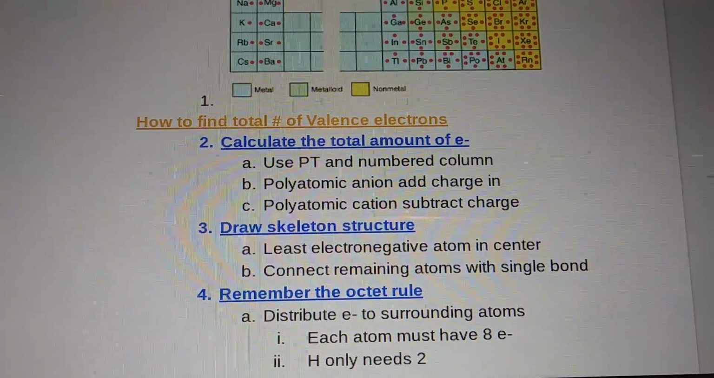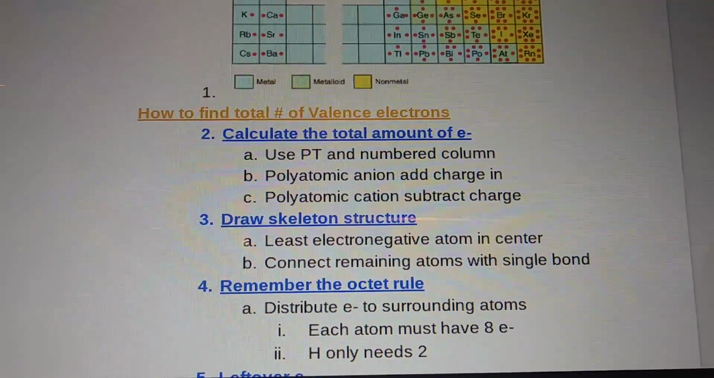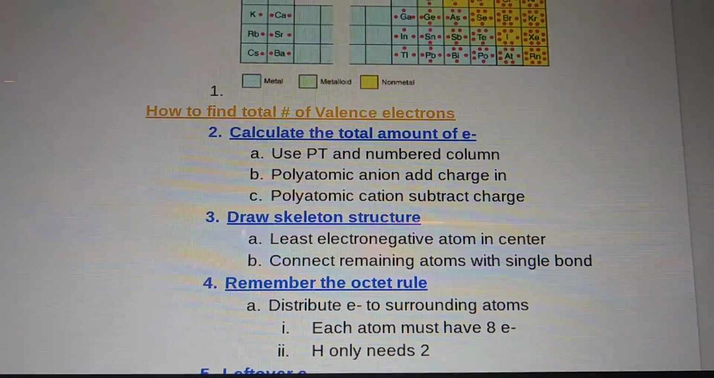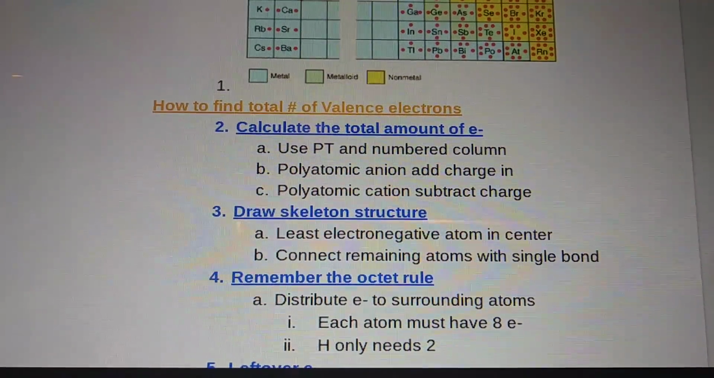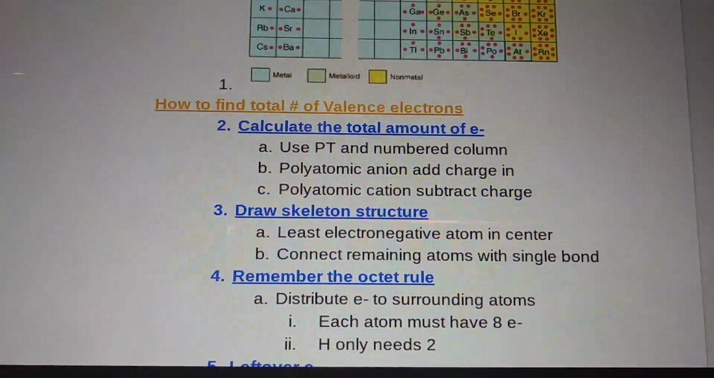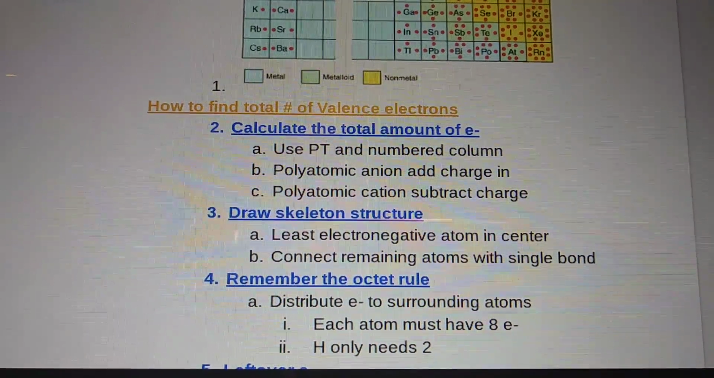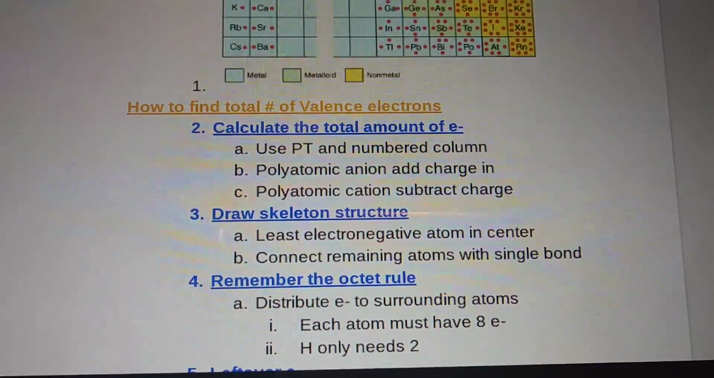the skeleton structure. So you put the least electronegative atom in the center, which is usually the atom that comes first in the equation. And then you just connect the remaining atoms with a single bond.